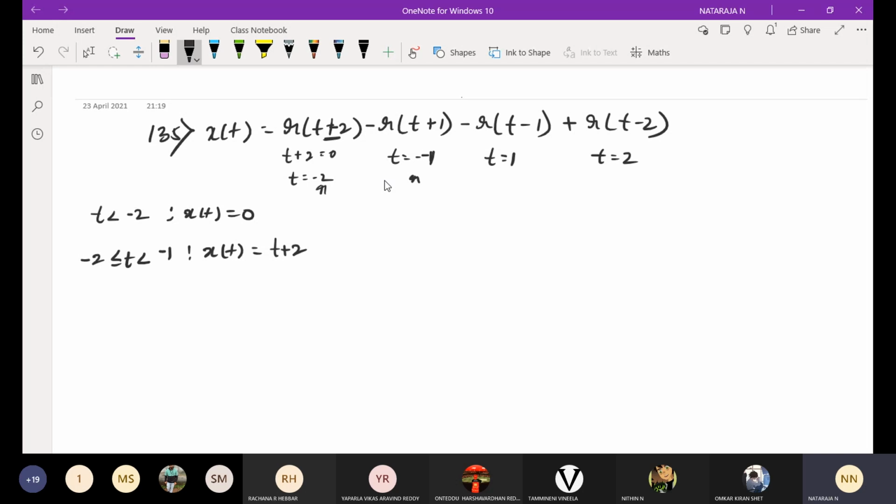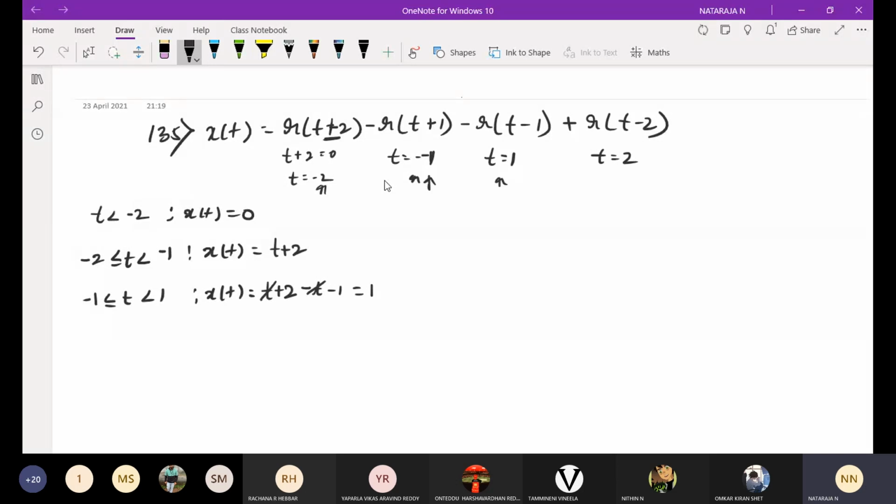Next, it starts at minus 1 and ends at plus 1, that is minus 1 less than or equal to t less than plus 1, where x of t is equal to what is the previous signal we got, the previous output? t plus 2, and the present output will be minus of t minus 1. What is the value you will get? Plus t minus t gets cancelled. 2 minus 1, 1 you are going to get.